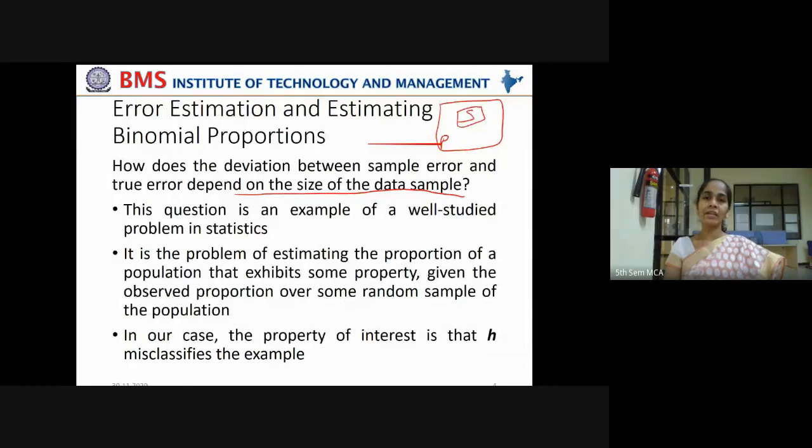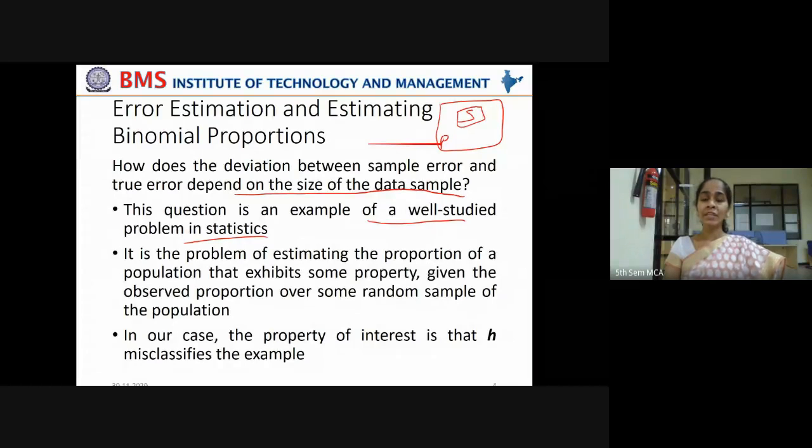Now we'll understand that in more detail. How does the deviation between sample error and the true error, the difference between the sample error and the true error, depend on the size of the data sample? Does the size of the data sample have any effect on the difference between this sample error and the true error? Let us see. Now this question is an example of a well-studied problem in statistics. This is of interest. Why?